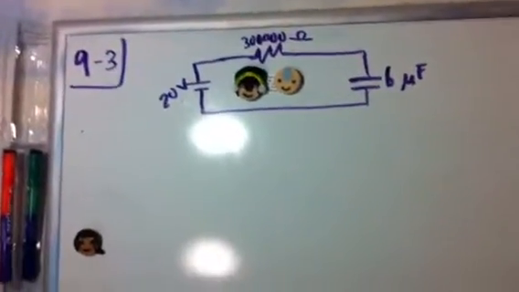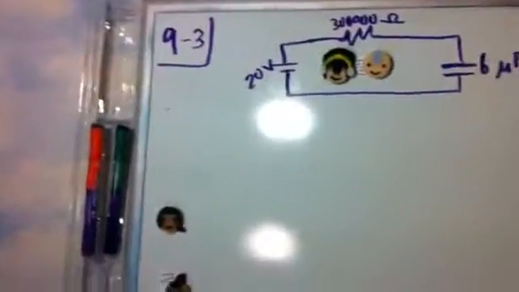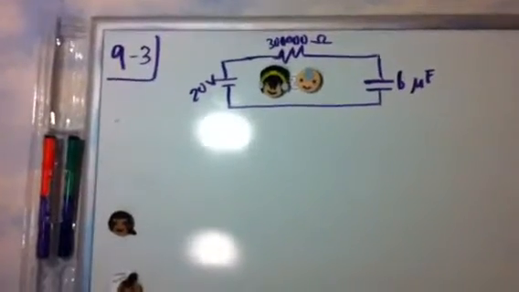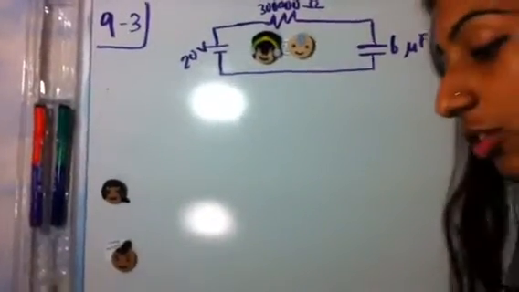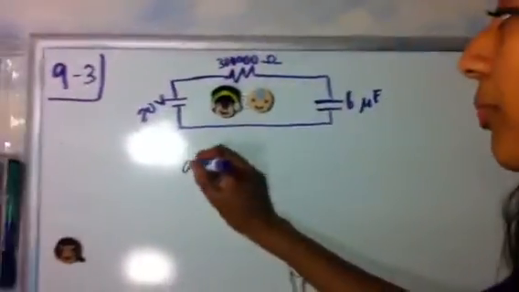Discussing problem 9-3 in the E&M section. Alright, so I've taken the liberty of drawing out this circuit, and it's given all the knowns. Alright, so we're ready to go. Determine the energy stored in the capacitor when it's fully charged. This is a very simple problem.